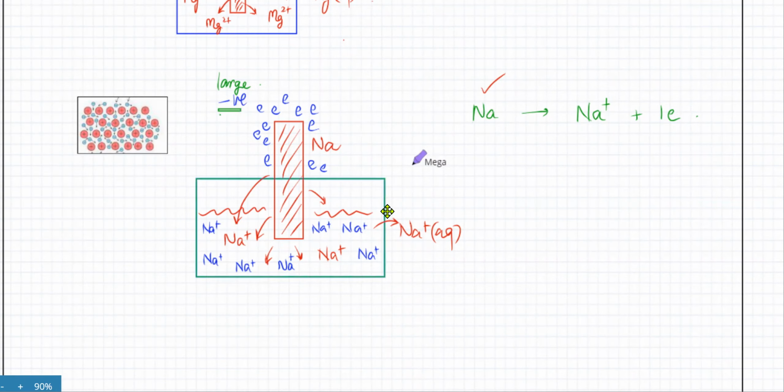So this process would not happen indefinitely. It will stop at a certain point. At a certain point, there would be so much negative charge built up on the rod that the sodium ions would be attracted back to it.